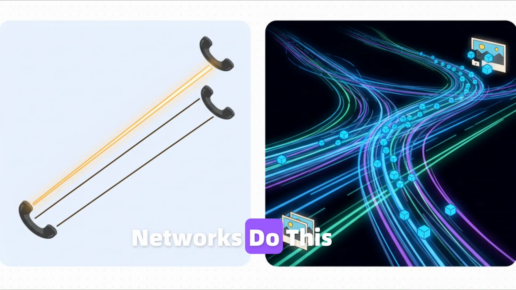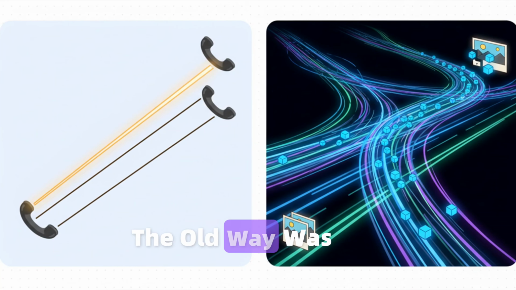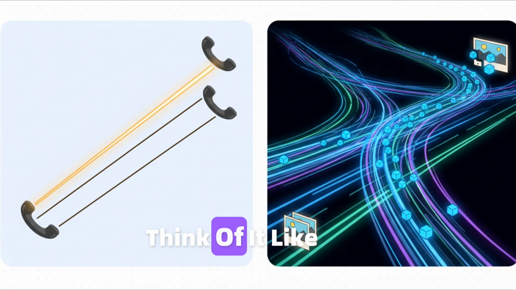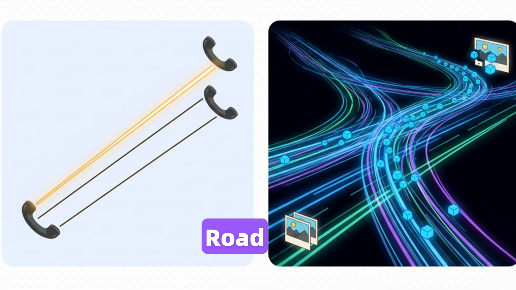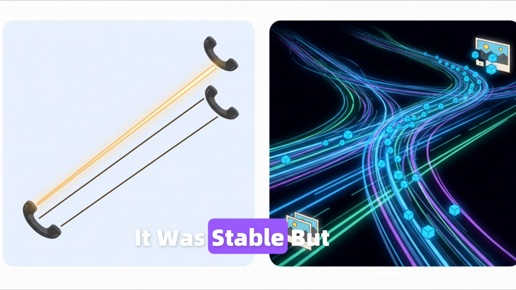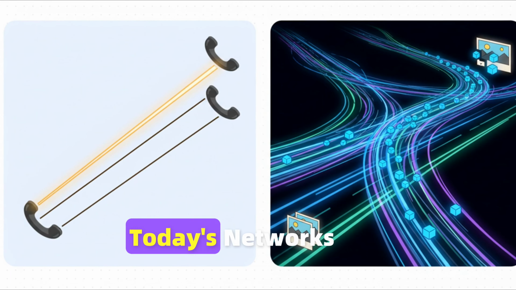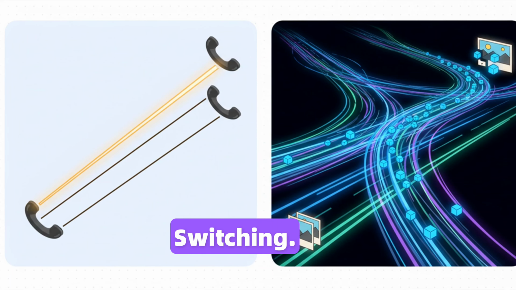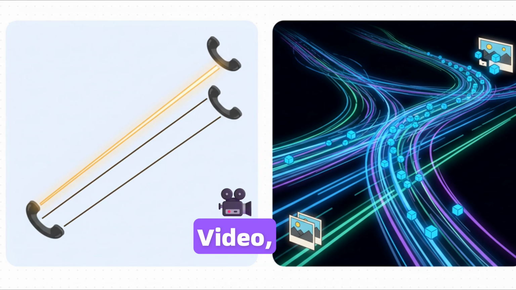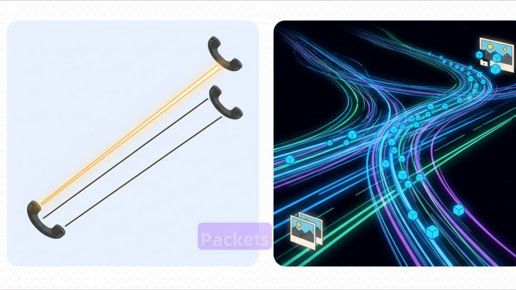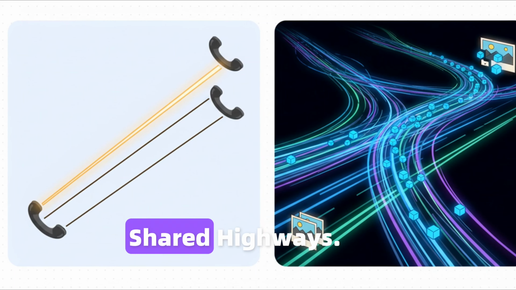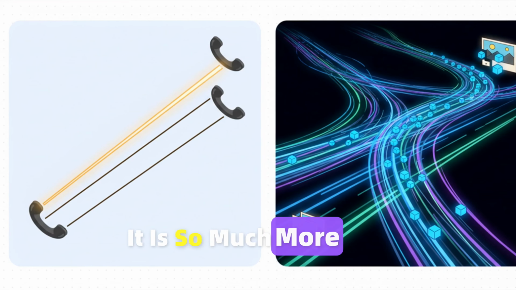Now, the way networks do this has changed a lot. The old way was called circuit switching. Think of it like booking a private, dedicated road just for your phone call. It was stable, but super inefficient. Today's networks use something called packet switching. Your data, your voice, your video, gets chopped up into tiny little packets that travel independently on shared highways. It is so much more efficient.